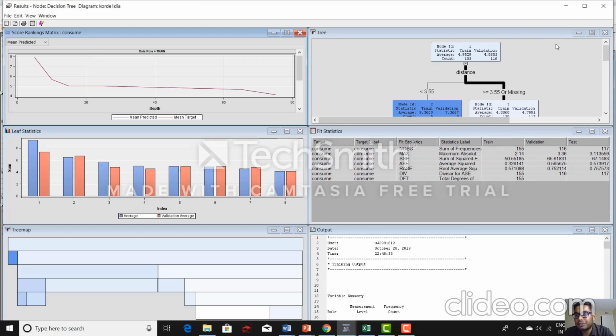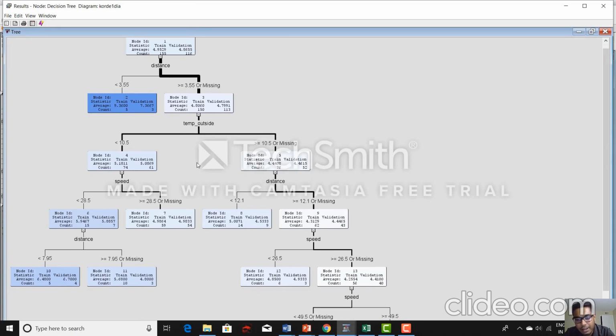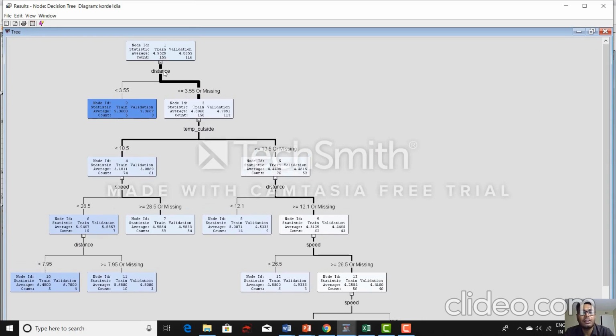So here is our decision tree, and as you can see, the distance is being used for the splitting. If the distance is lesser than 3.55, the fuel that is getting consumed is 7.366 gallons, and if the distance is greater than 3.55, the fuel that is getting consumed is around 4.77 gallons. So this is our decision tree.